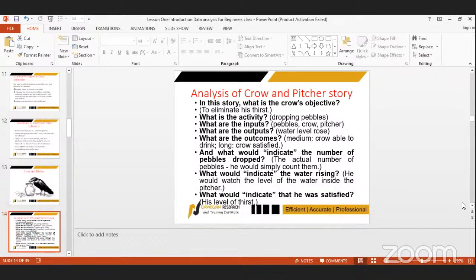Now, what will indicate, what were the clear indicators in this example? The number of pebbles dropped. Actually, he will simply count the number of pebbles that he has already dropped to raise the water level. What will indicate the water is rising? He will simply watch them, which simply means that we also need to know how we are going to identify at every point in our result chain the attainment, which we call the indicator at every level. So those are the questions that are subsequent down here.